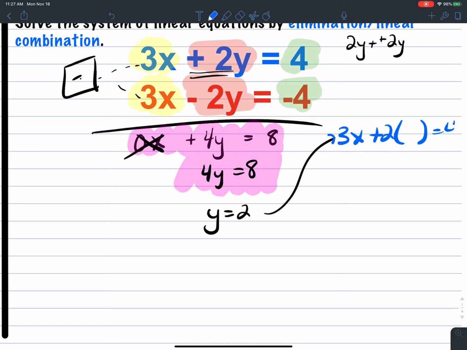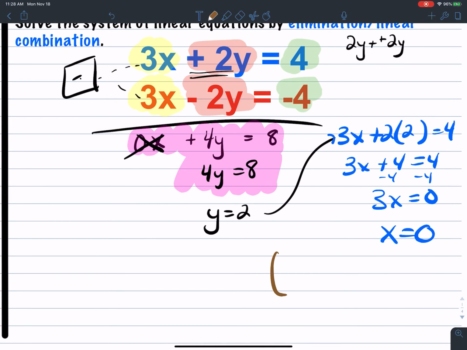Instead of y, I'm going to replace that with the number 2. So 3x plus 4 is equal to 4, so we'll subtract 4. So 3 times what number was 0? Well, that number must have been 0. So in summary, we think that these two lines intersect at (0, 2). And that would be our final answer.